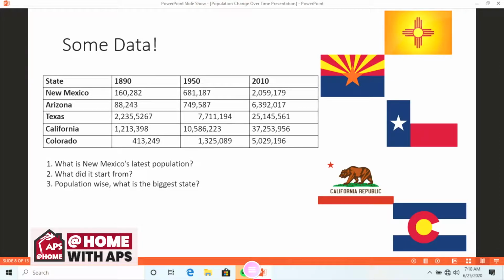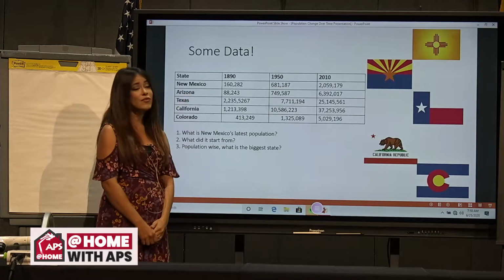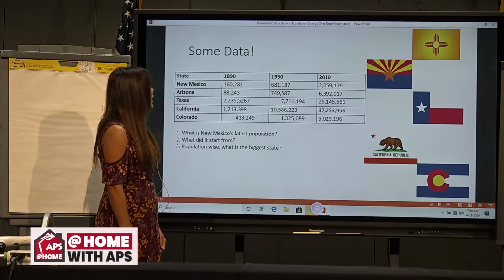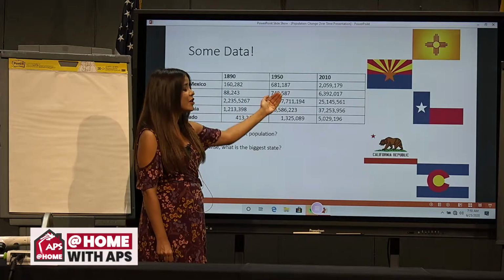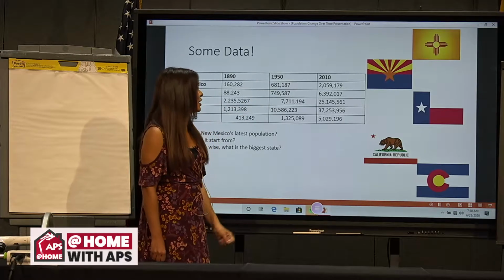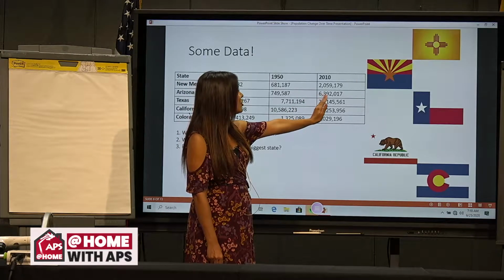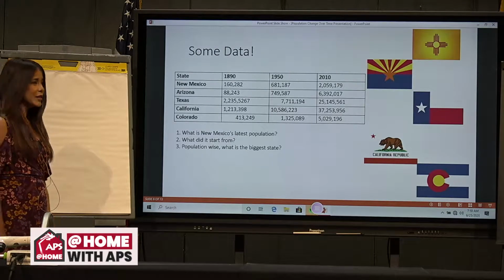That's so much. Let's see if we can compare and contrast it to another of our neighboring states. My family is from Arizona, so I'm going to talk a little bit about Arizona. Arizona started with actually less population than New Mexico, with 88,243 in 1890. Then it grew almost 10 times to 749,587 in 1950. And then it just has a gigantic population now, 6,392,017. So let's answer some questions now, boys and girls.